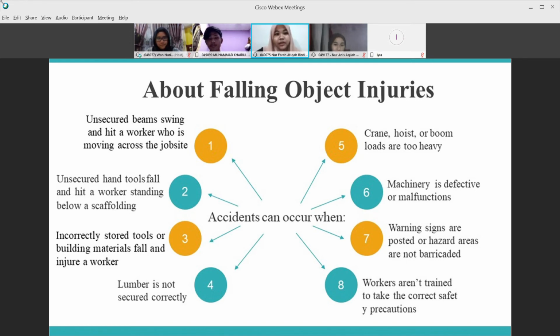Accidents can occur when an unsecured beam swings and hits a worker who is moving across the job site. Second, unsecured hand tools fall and hit a worker standing below a scaffolding. 3. Incorrectly stored tools or building materials fall and injure a worker. 4. Lumber is not secured correctly. 5. Crane hoists or boom loads are too heavy. 6. Machinery is defective or malfunctions. 7. Warning signs are not posted or hazard areas are not barricaded. 8. Workers aren't trained to take the correct safety precautions.